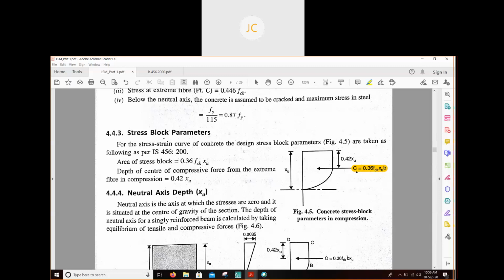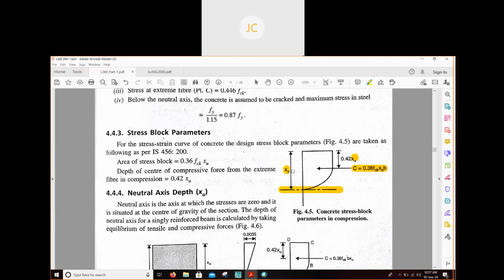The total compressive force will act at a distance of 0.4 times of XU. So what is this XU? In the previous working stress method, we represented the depth of neutral axis by NA or NC. But here in this limit state method, we will represent the depth of neutral axis by XU. You can see here, this is our neutral axis.